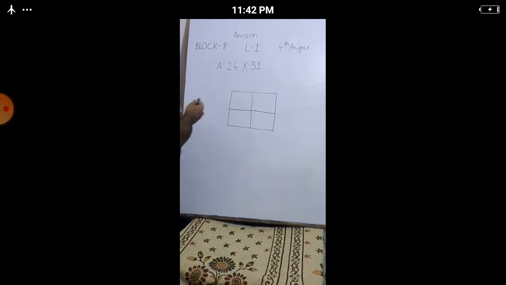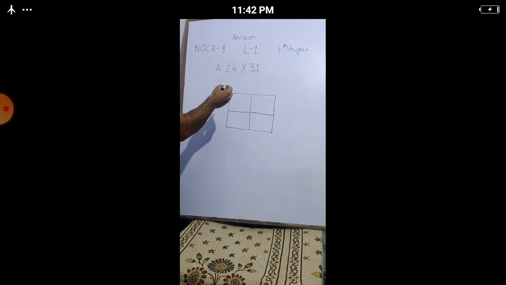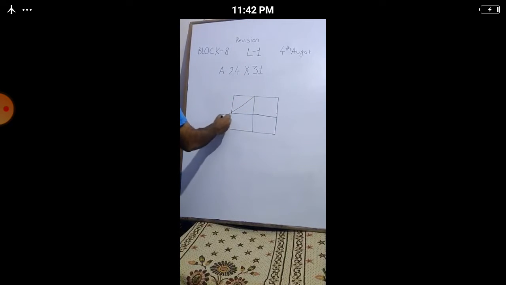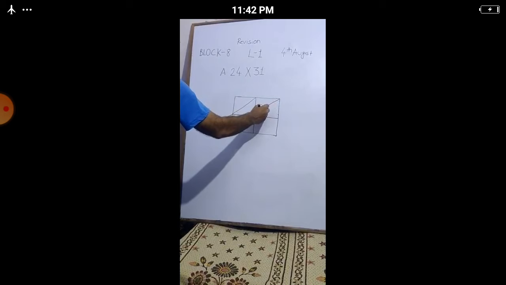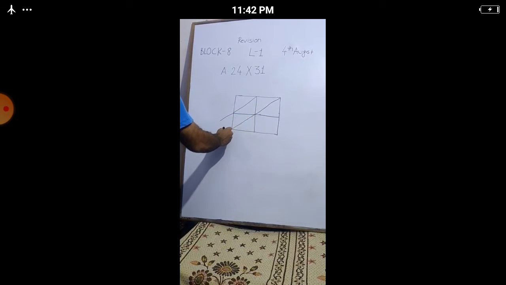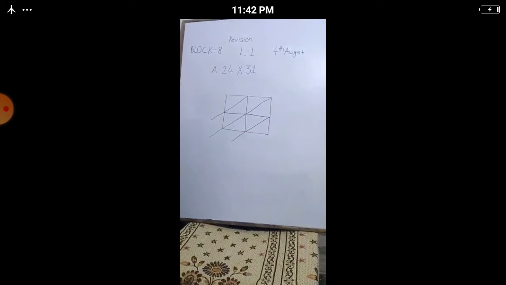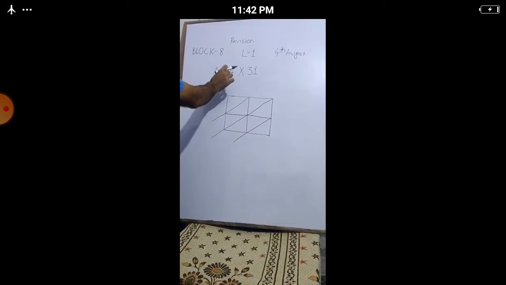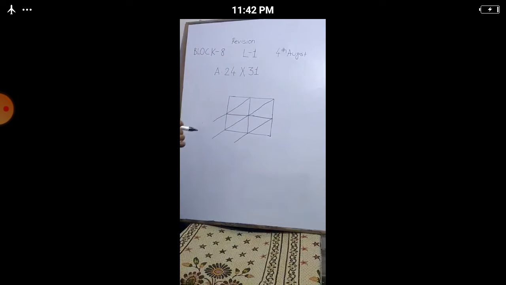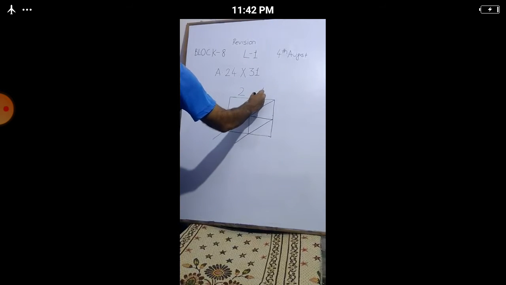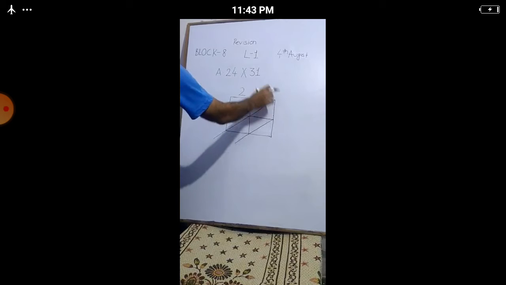And children, here you can see I am going to draw a diagonal in each cell. So this is the first diagonal. Now children, I am going to multiply 24 into 31. First, I am going to write 2, 4 on top, and here on the right side I am going to write 31.